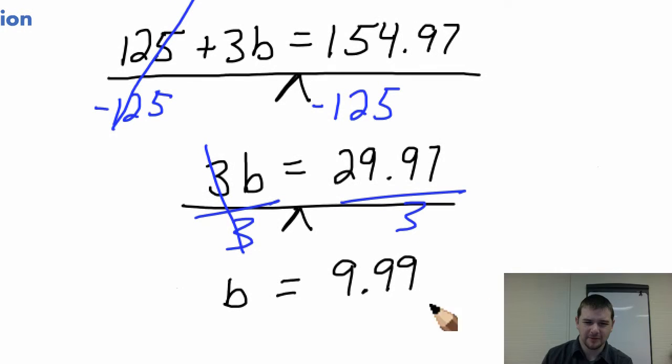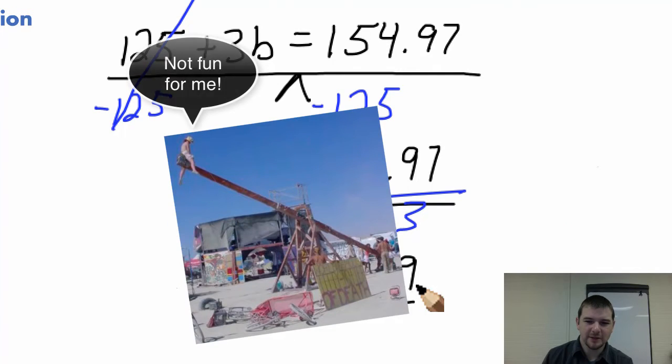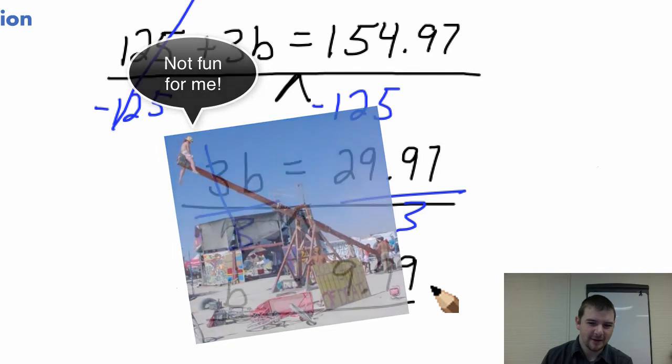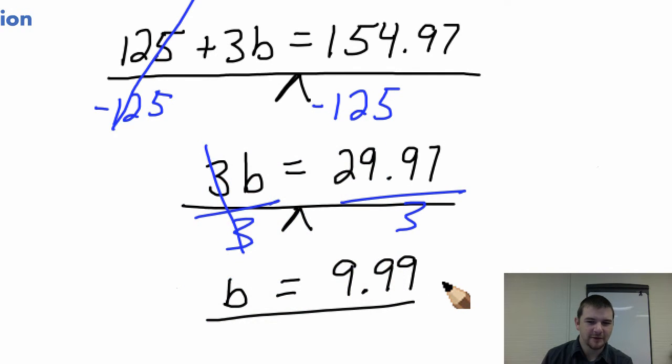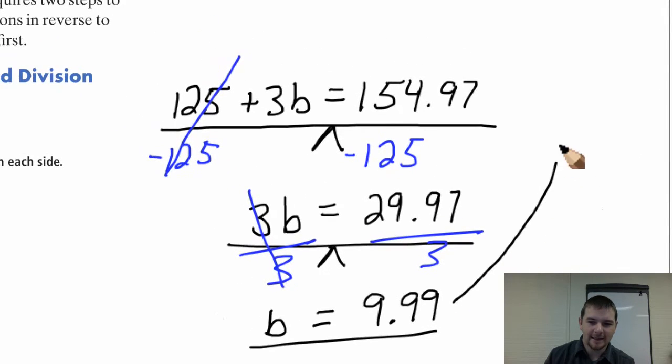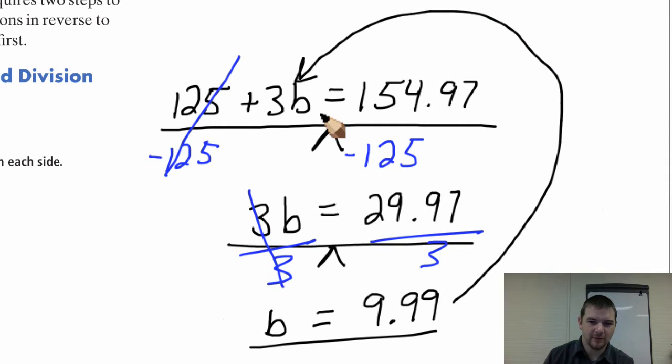But we should substitute our answer. We've gone through all this work. I've talked about a teeter-totter. That was kind of fun. But once we have the solution, it's often easier to check it than it was to find it in the first place. So for less than half of the work of the problem, you can check your answer and ensure that it's correct. To check your answer, substitute 9.99, the value we found to be equivalent to b, into the original equation in place of b, and check it.